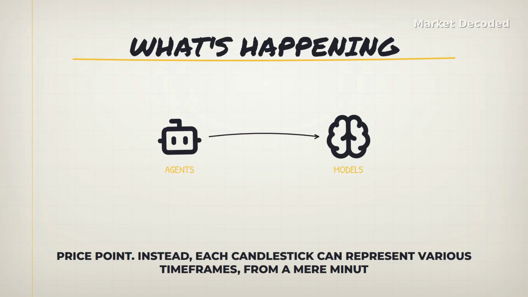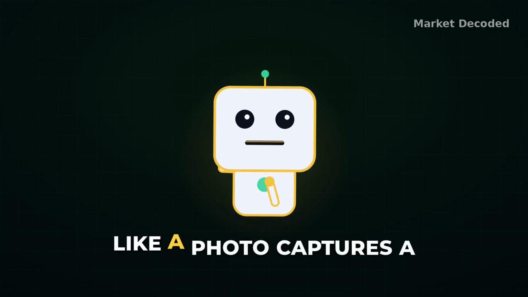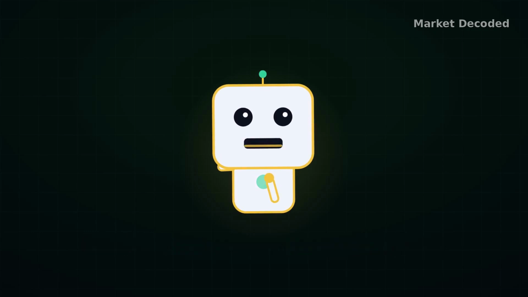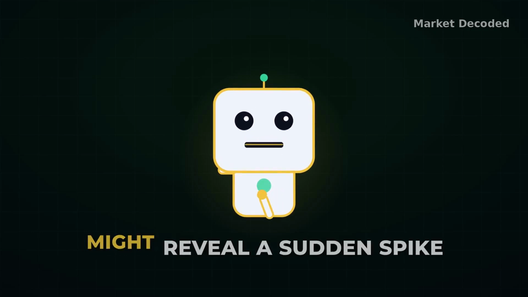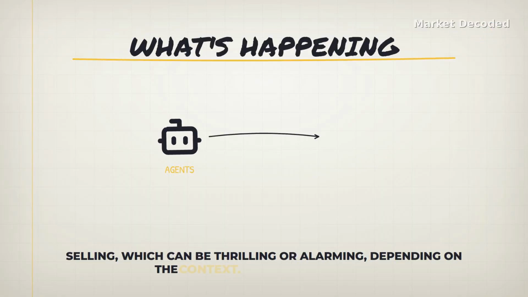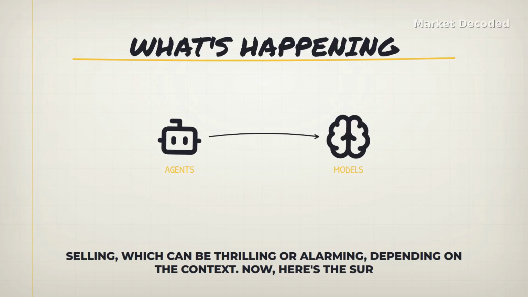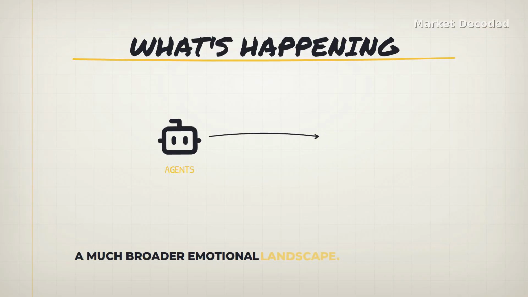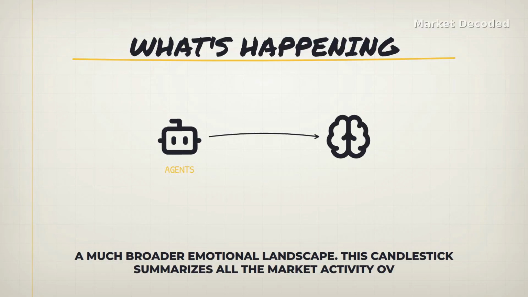like weeks or months. Just like a photo captures a fleeting moment, a 1-minute candlestick shows us what traders felt in that brief period. It might reveal a sudden spike in buying or selling, which can be thrilling or alarming, depending on the context. Now, here's the surprising part. If you zoom out and look at a daily candlestick instead, you're viewing a much broader emotional landscape. This candlestick summarizes all the market activity over 24 hours: opening price, closing price, highest and lowest prices.